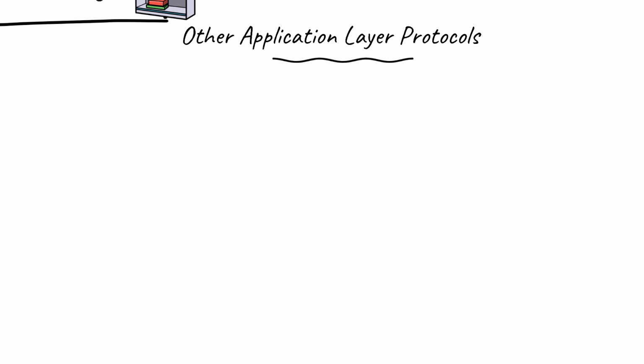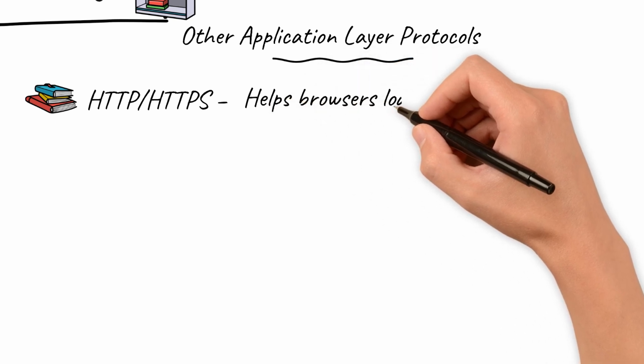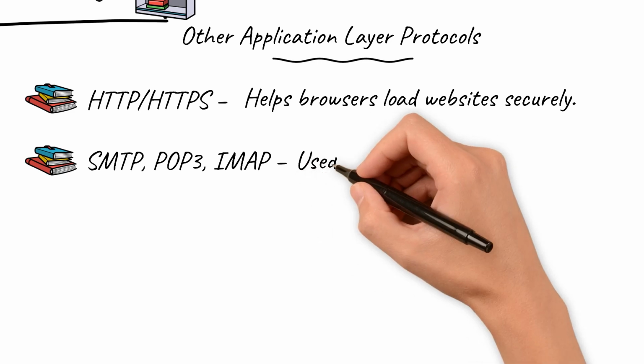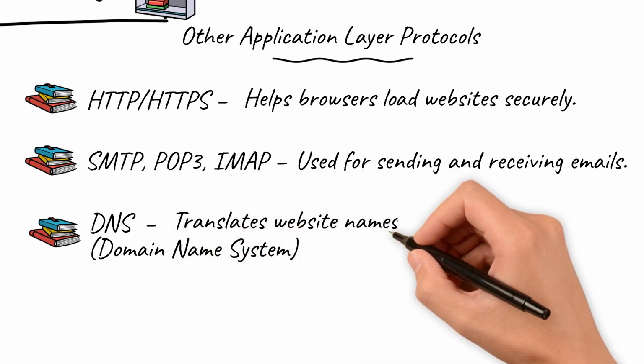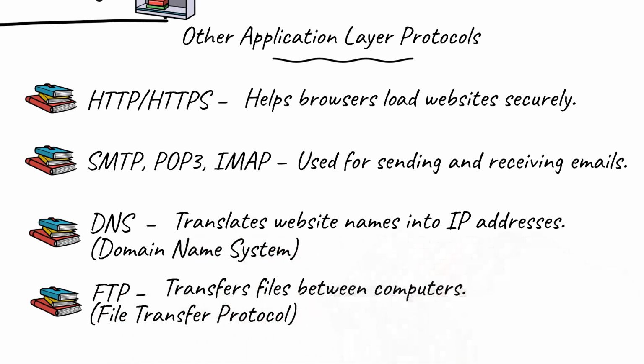The application layer includes many protocols that help different types of software communicate. Here are some key examples. HTTPS helps browsers load websites securely. SMTP, POP3, and IMAP are used for sending and receiving emails. DNS, Domain Name System, translates website names, like google.com, into IP addresses. FTP, File Transfer Protocol, transfers files between computers. Don't worry, we'll get more familiar with these protocols as we go along and use them in different parts of the course.